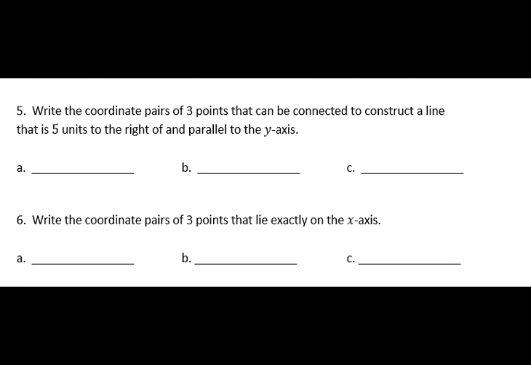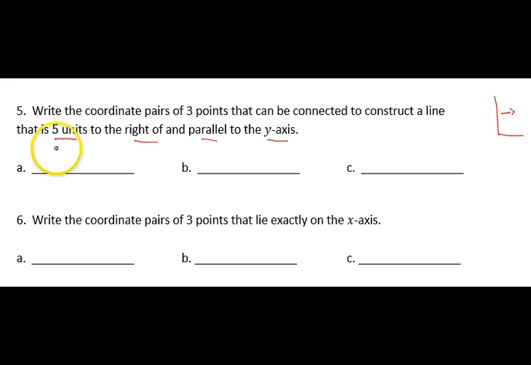The next problem says write the coordinate pairs of 3 points that can be connected to construct a line that is 5 units to the right of and parallel to the y-axis. So the y-axis is a vertical line. We need our points to be 5 units to the right of that line. That means that when we start at the origin, we're always going to move 5 units over on the x-axis.